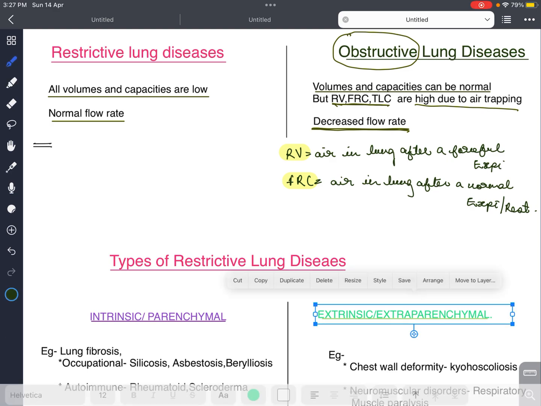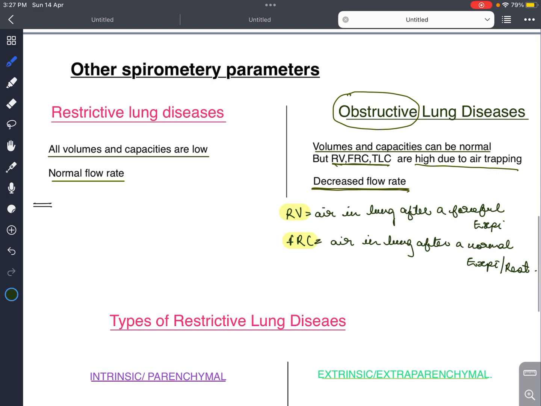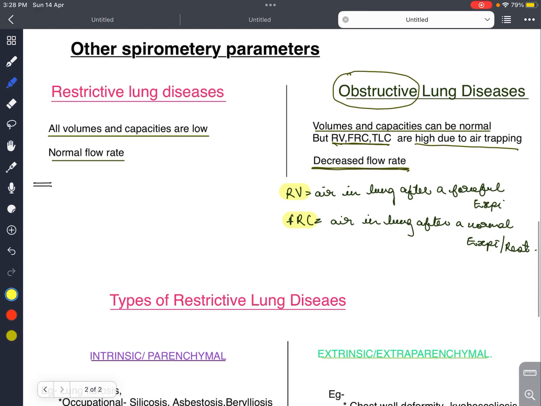So in obstructive lung diseases, all the capacities and volumes can be normal, but these three are exceptional, and they are high due to air trapping, because here we have obstruction, so the air is trapped. So these three volumes are high, and we have a decreased flow rate, and in restrictive disease we have a normal flow rate with all the volumes and capacities low.